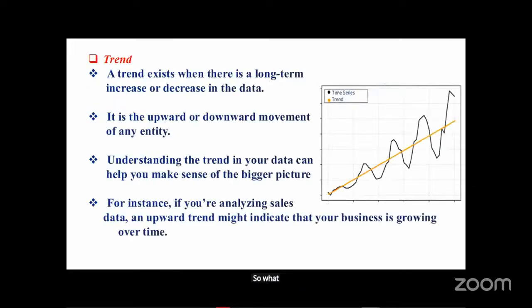So what is a trend? A trend exists when there is a long-term increase or decrease in the data. That is what we call an upward trend or a downward trend. It gives a bigger picture. For instance, let's say I'm analyzing sales data and I observe that there's an upward trend. That could indicate that the business might be growing over time, right? So what kind of trend is this? Upward trend. We could also have a downward trend.